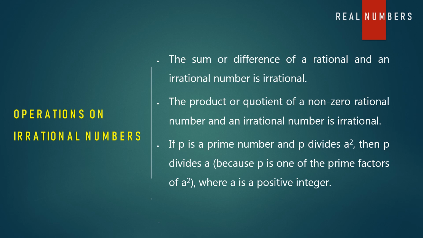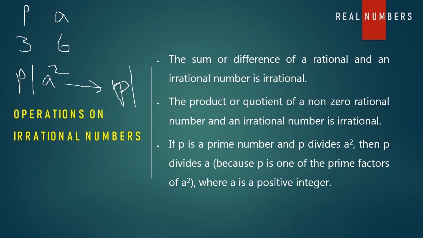For that I need the values of P and A. When we take P as 3, let me take the value of A as 6. Let me write the statement. The statement we have is P divides A square. If P divides A square, from this what will we get? P divides A. In case of this example, whether it is right or not, we will check.